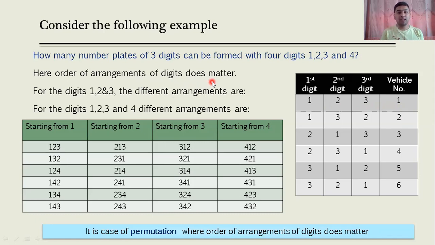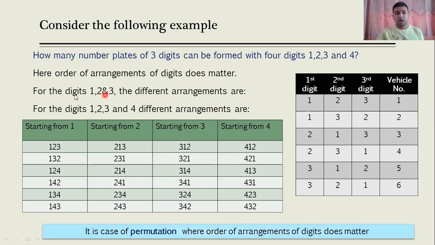Okay, this is not the case as we have seen in the case of triangles, that ABC and ACB are the same triangle. We cannot say that a vehicle number plate of 1 2 3 and a vehicle number plate of 1 3 2 are the same. These are two different vehicles. So I think you have got the point that the order of arrangement of digits does matter here.